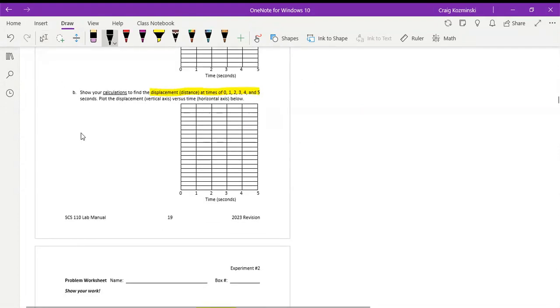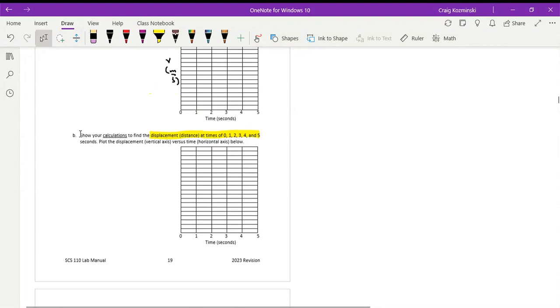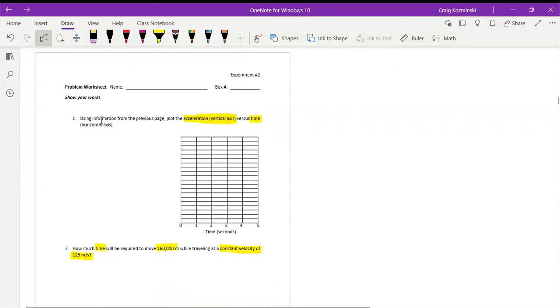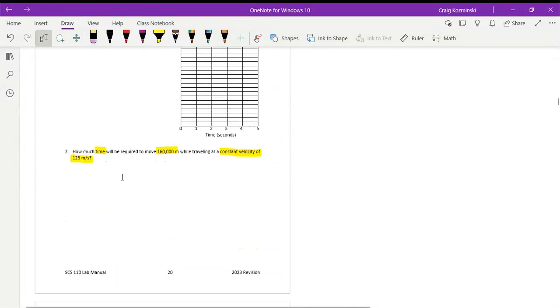In part B, you're asked to determine the displacement using the same conditions for part A. So again, you may assume that the initial motion of the car is 0 and a constant acceleration of 4.0 meters per second squared. In part C, you're asked to use the information again from question 1 and to plot the acceleration on the vertical axis versus time on the horizontal. Finally, in question 2, it says how much time will be required to move 160,000 meters while traveling at a constant velocity of meters per second. Again, you can use some of the equations that you've learned in lecture or equations from page 38 to try to determine the correct answer before lab.